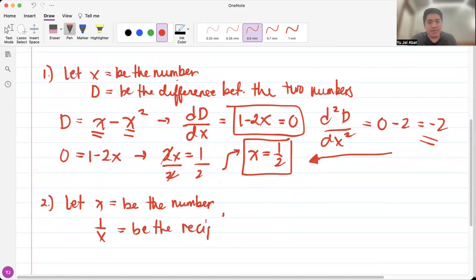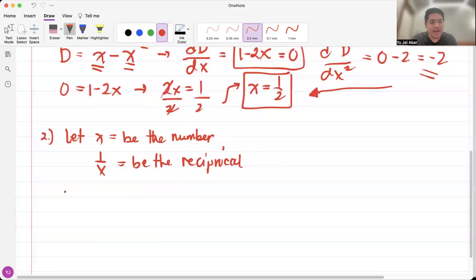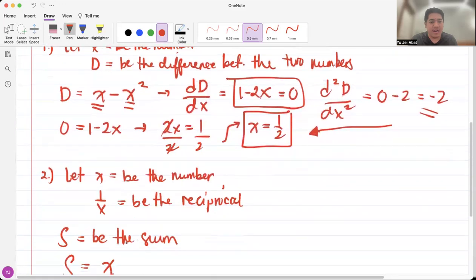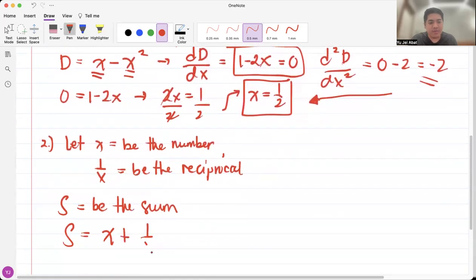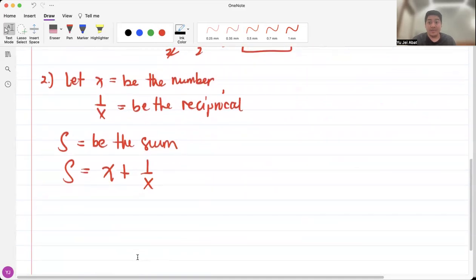So it says here, we are going to get the sum, added. So we let S be the sum. Our formula will be S equals the number added to its reciprocal, so x plus 1 over x. That will be our expression.